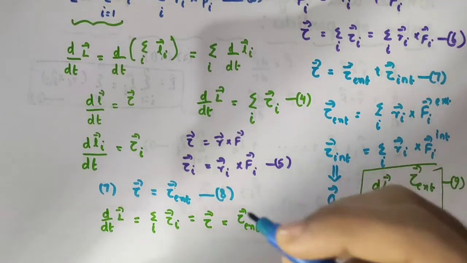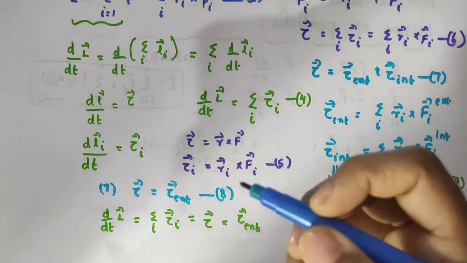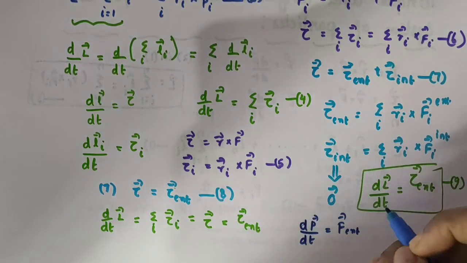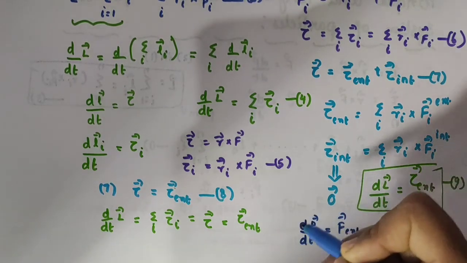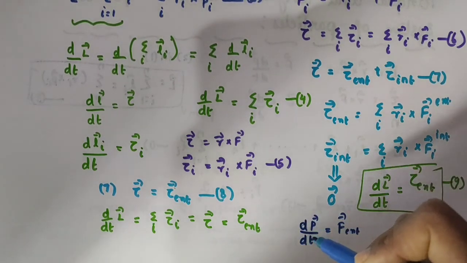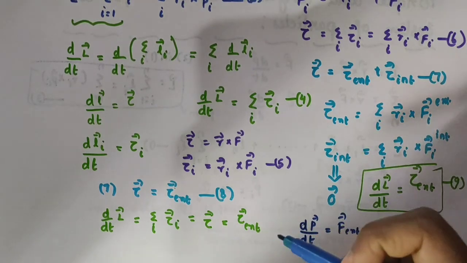So in this video, we have discussed the torque and angular momentum for a system of particles, and we got the rotational analog of the equation which is Newton's second law of motion in translational motion. I hope you understood this. Thank you.